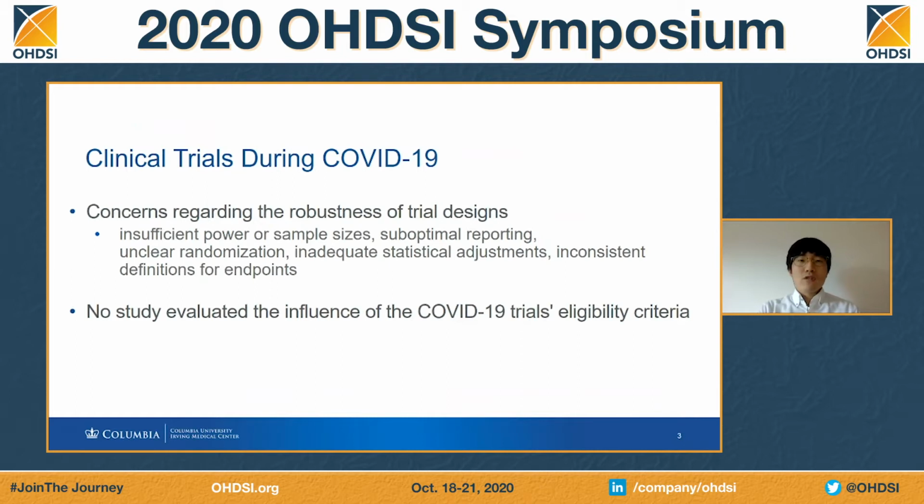As COVID-19 trials are being created rapidly, concerns regarding the robustness of trial designs have been raised, including insufficient power or sample sizes. One of the major components of a trial is eligibility criteria. However, no study has yet evaluated the influence of criteria on the representativeness of the COVID-19 study populations and on the efficiency and feasibility of recruitment.